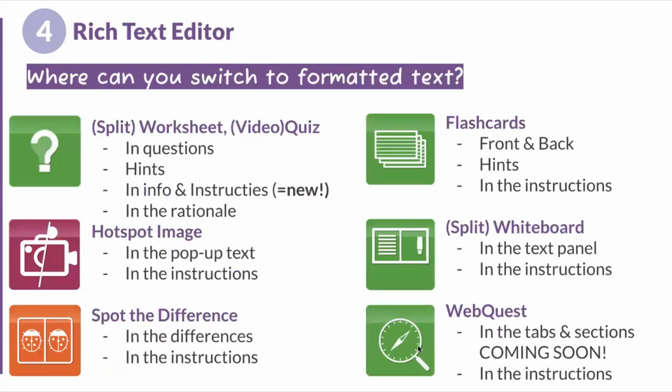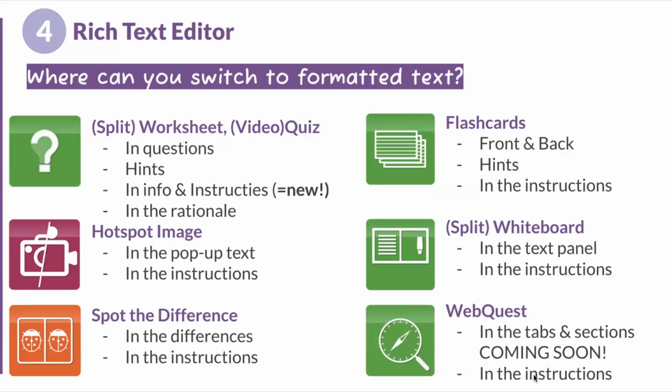And then where can you switch to formatted text? So where can you find this? So in your worksheet, quiz, split worksheet, and video quiz, it'll be in your questions, your hints, in the info and instructions, and in the rationale. In your hotspot image, it'll just be in the pop-up text and the instructions. Spot the difference will be in the differences and the instructions. Flashcards will be both front and back. And in the instructions, the split whiteboard, text panel, instructions, WebQuest, you coming soon will have it in the tabs and the sections, but it is in the instructions.